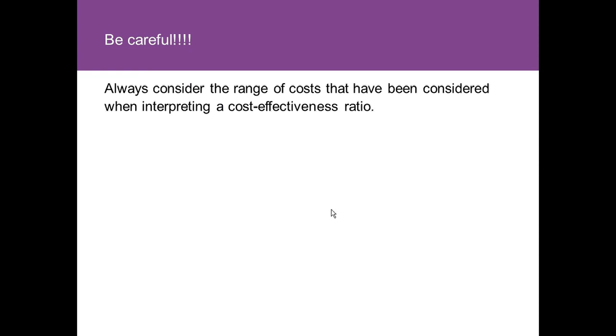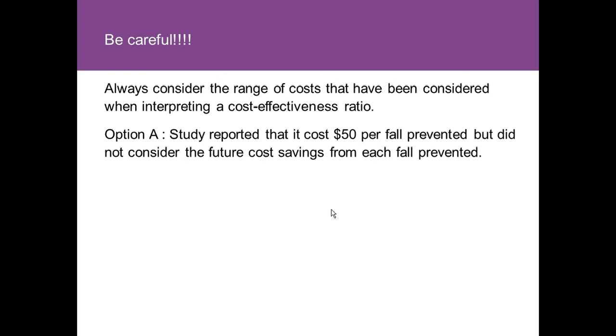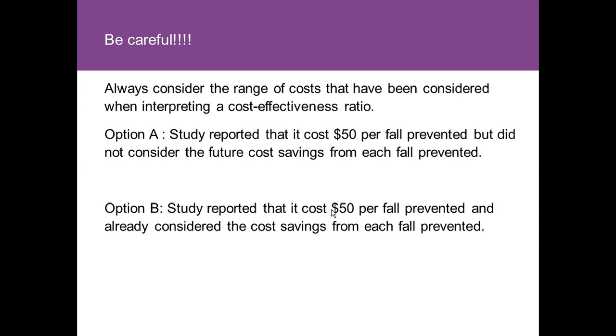I urge you to be careful when considering the cost effectiveness ratios of interventions that you may see written up in the research literature. Always consider the range of costs that have been considered. For example, consider option A, where a study reported that it cost $50 per fall prevented, but did not consider the future cost savings from each fall prevented. Also, option B, where a study reported that it cost $50 per fall prevented, but already had considered the cost saving from each fall prevented.